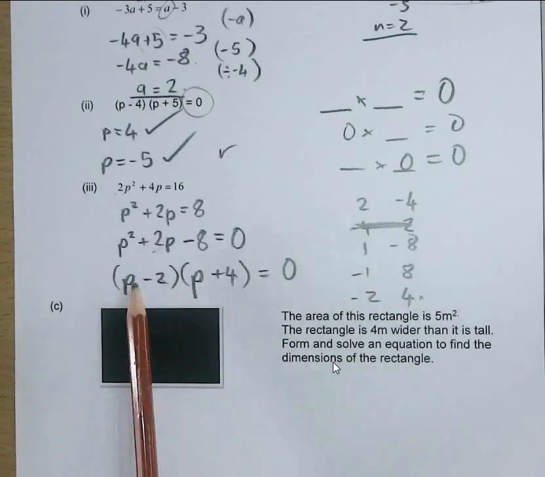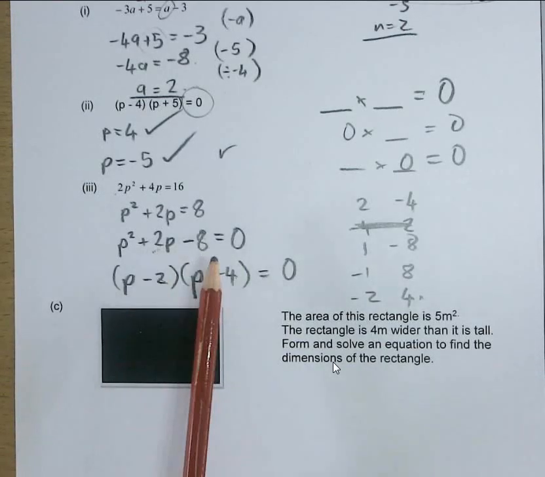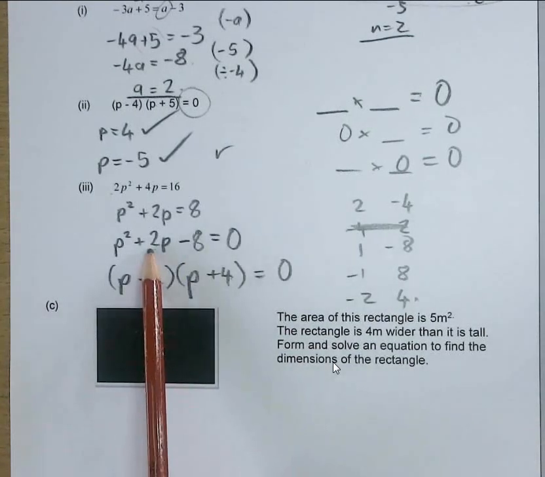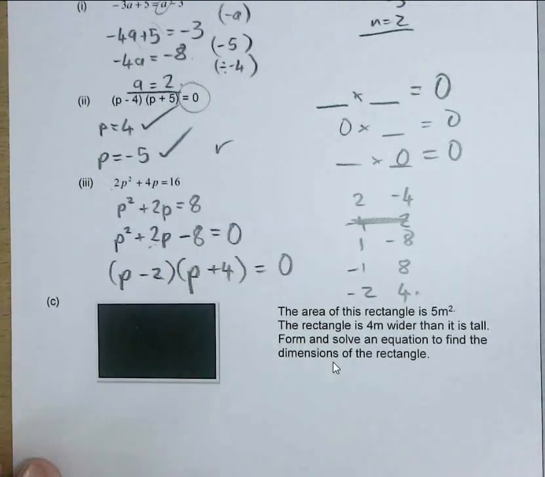And we looked at the negative 8, and we looked at the 2, and we thought of two numbers that multiplied to give us negative 8, but added together to give us 2. It's the opposite of expanding, that's the idea there. Negative 2 and positive 4 were the numbers we came up with.